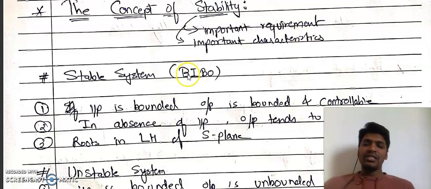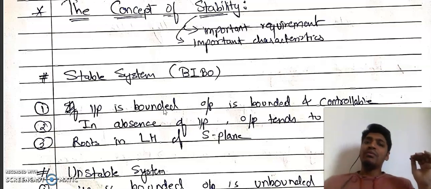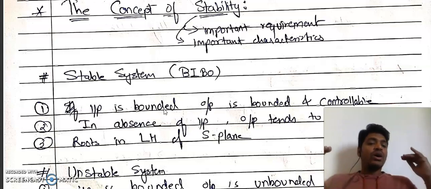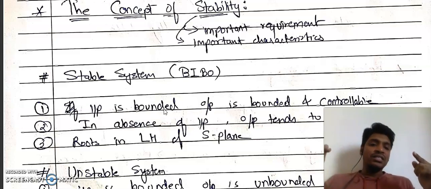A stable system is a BIBO system, right? Means what? Bounded input, bounded output. For a system, if you are giving bounded input, then your output should be bounded, or it should be controllable. Let us take again the traditional example of the fan. You are giving bounded input, means you are giving 250 volts constant input. For 250 or 230 volts constant input, the output is constant, that is 1000 RPM, right? So you have the bounded input and the bounded output, hence that system is called a stable system.